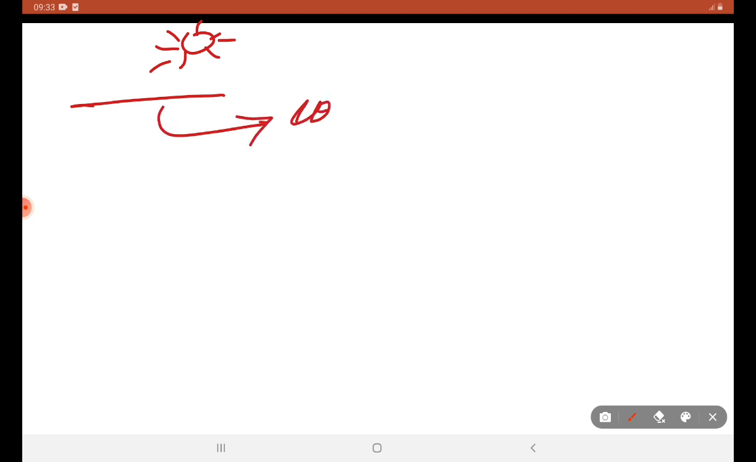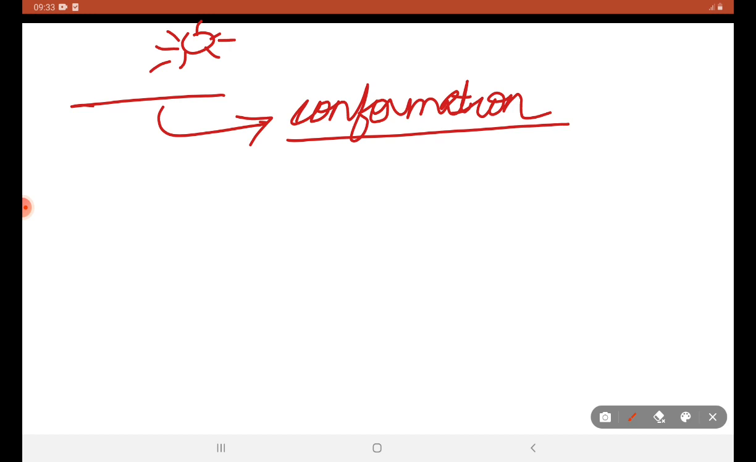Now we are going to see what will happen once the phytochrome receives light. What will happen if phytochrome receives a light? This phytochrome will undergo a conformational change.